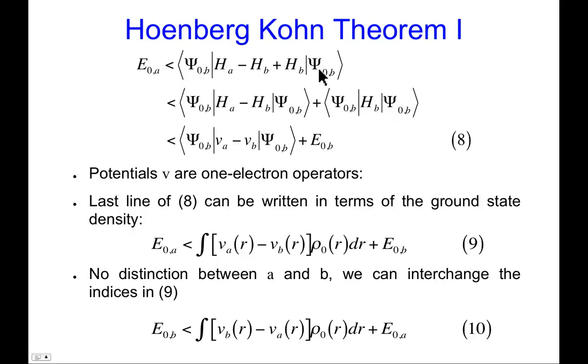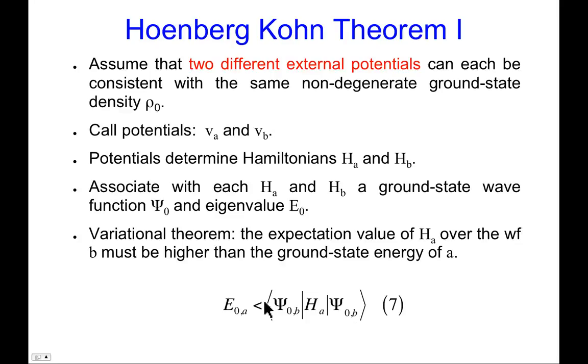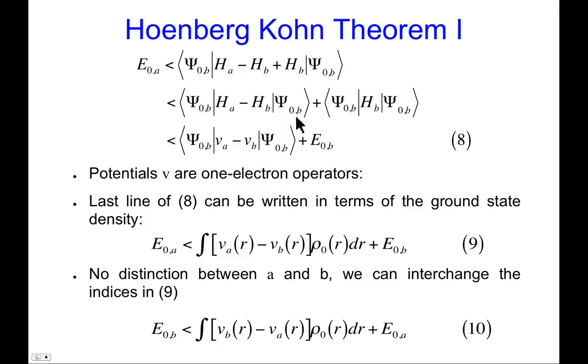Let me take this inequality, and I will add and subtract H_B. The psi_B I'm actually using here is the ground state wave function corresponding to nuclear positions at B. Because the external potential uniquely defines the Hamiltonian, there is a ground state eigenfunction for that. So this is a strictly greater than symbol, because I'm not using psi_0A. I said that V_A and V_B are different, and as a result, the two Hamiltonians are different, and they have different eigenvalues and eigenfunctions. This is now the ground state eigenfunction for B evaluated for the Hamiltonian with the nuclei at positions A. So it must be greater than E_0A, because my assumption is they're different external potentials.